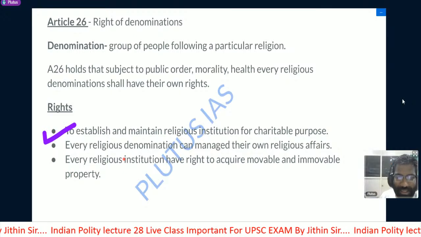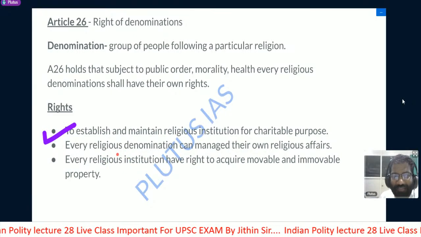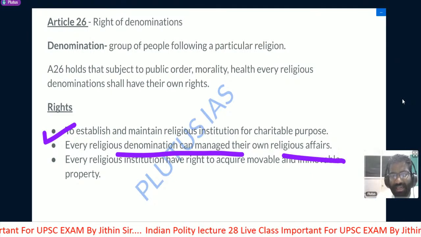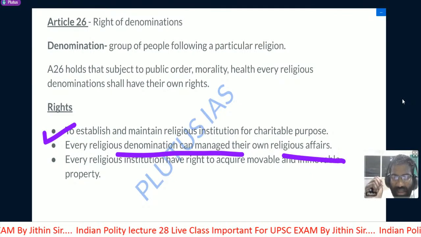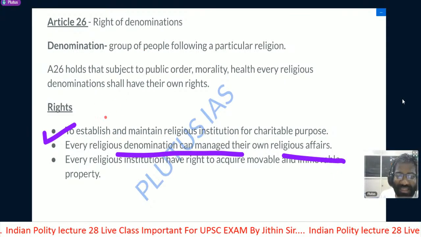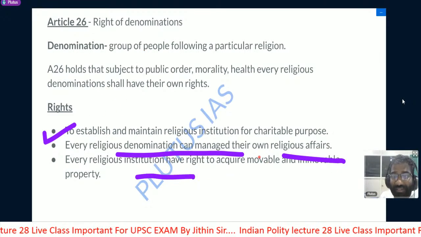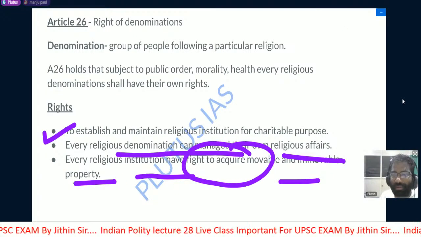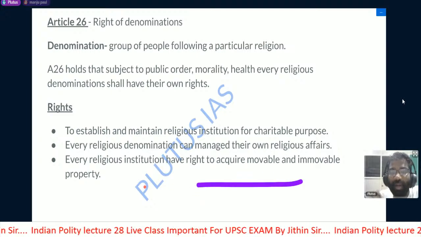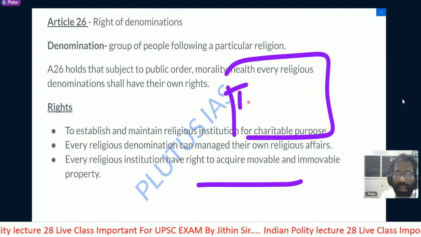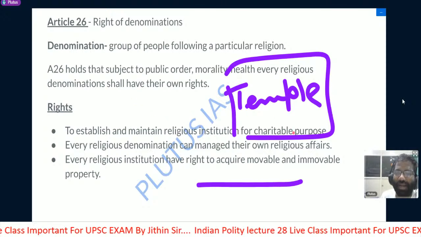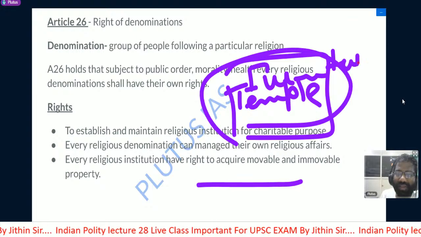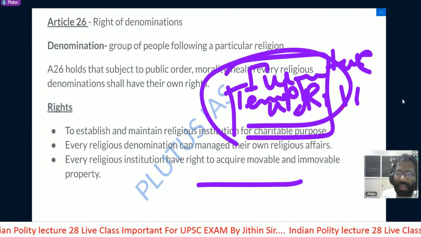Okay, so the first point is clear. Now the second point: every religious denomination can manage their own religious affairs. That means no other person, no external factors can interfere in a particular religion. Now every religious institution has the right to acquire movable as well as immovable property. What is movable? If I am having a temple, and we are a group of 10 to 20 people setting up a temple, we can purchase furniture, idols, and all the things which are required.